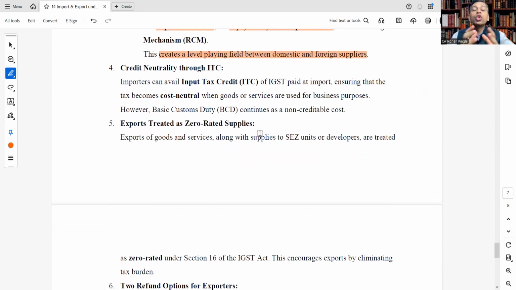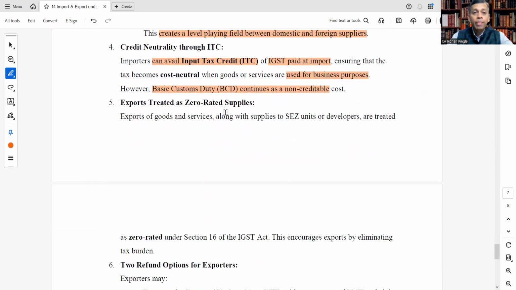Then credit neutrality through ITC. Importers can avail input tax credit of IGST paid at import, ensuring that the tax becomes cost neutral when goods or services are used for business purposes. Okay, used for business purposes is important. However, basic customs duty continues as a non-creditable cost to the importer.